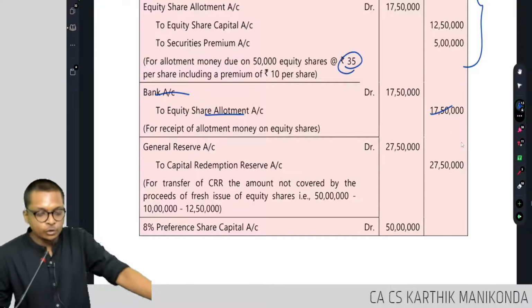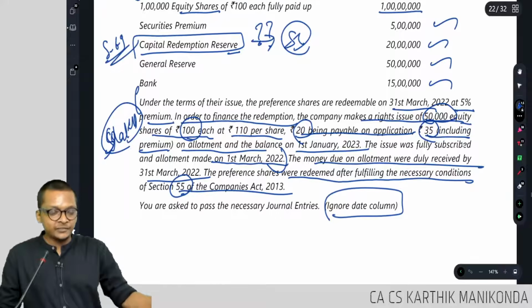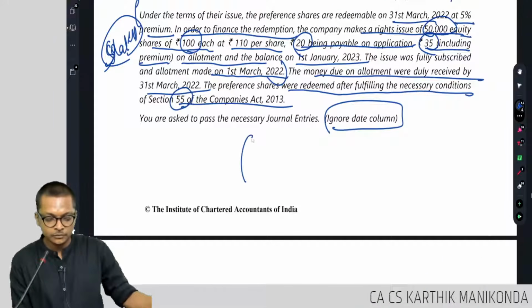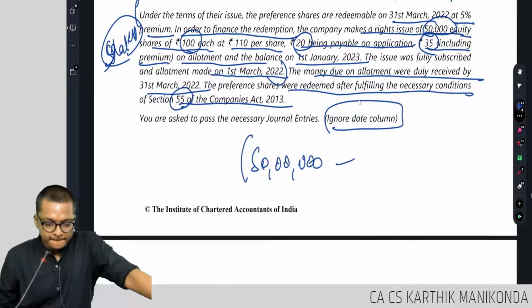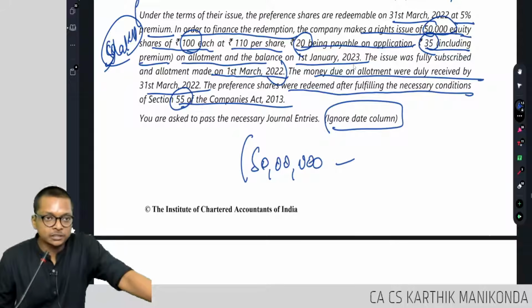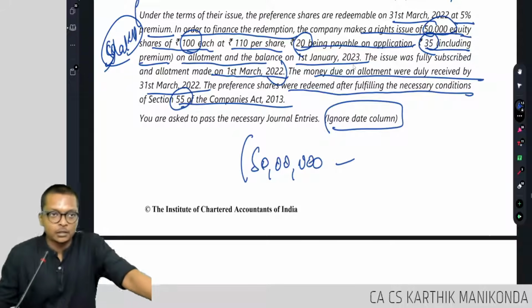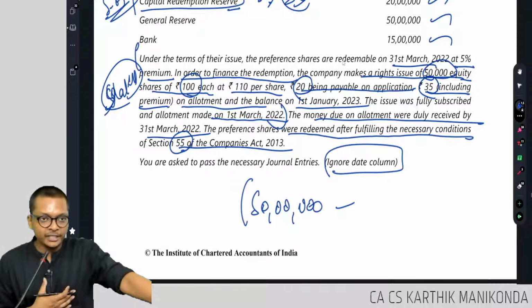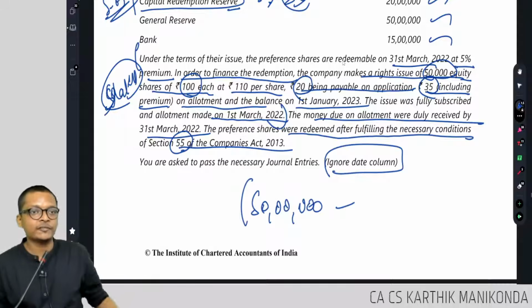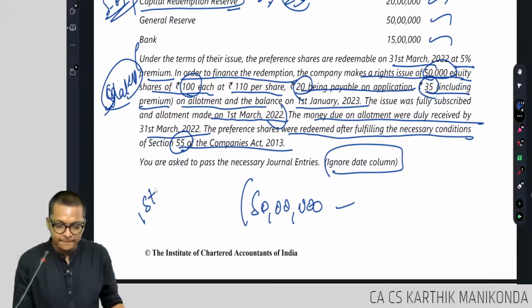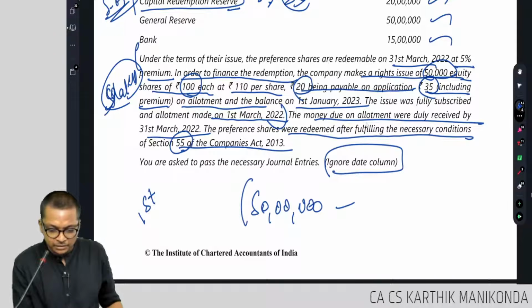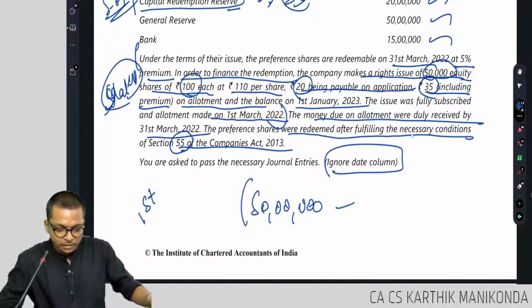Now we have to transfer to CRR. How will we transfer to CRR? How much is redemption? 50 lakhs. How much is the new issue? New issue, follow carefully. This is where the dates become important. When am I doing redemption of preference shares? First, look at this. The preference shares were redeemed on which day?